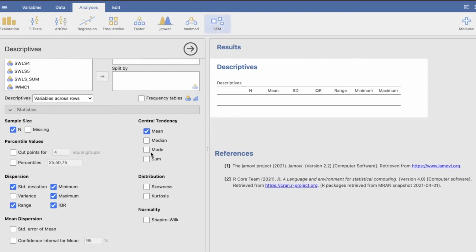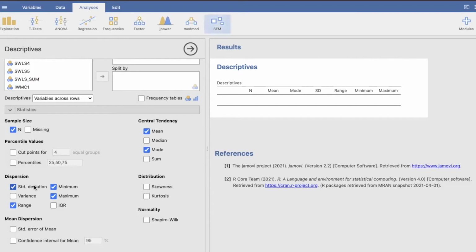I might need to put mode just for me to know which value is the highest among the many, but it doesn't mean that I have to report everything. Usually what we just report is the mean and the standard deviation for continuous variables. But I'm just putting this as my go-to set of descriptive stats to give me a bird's eye view of how the values look. Right, so it's mean, median, SD, range, minimum, and maximum.